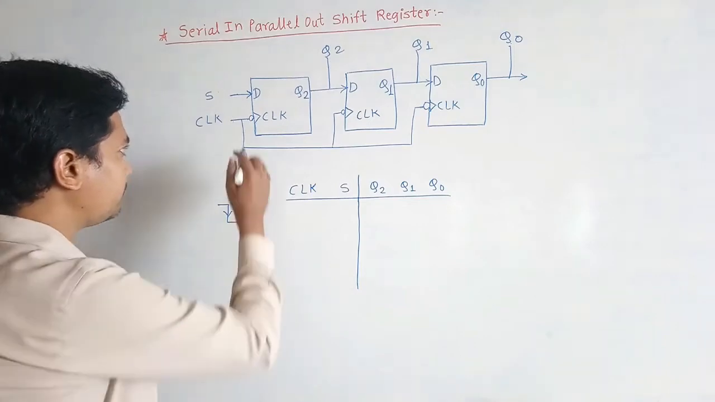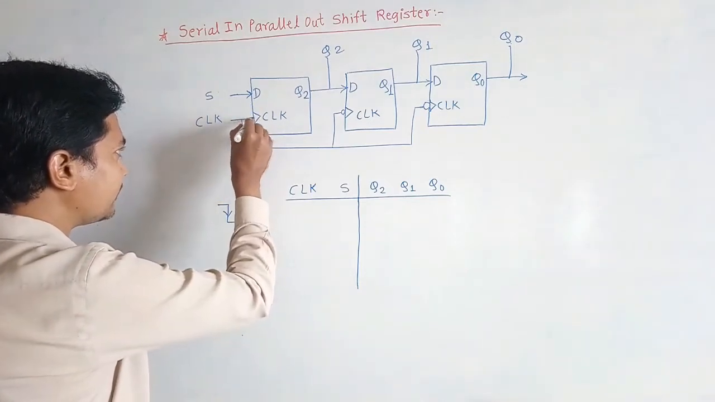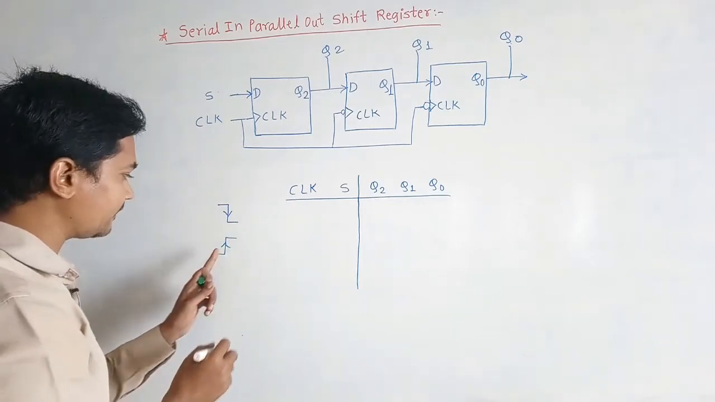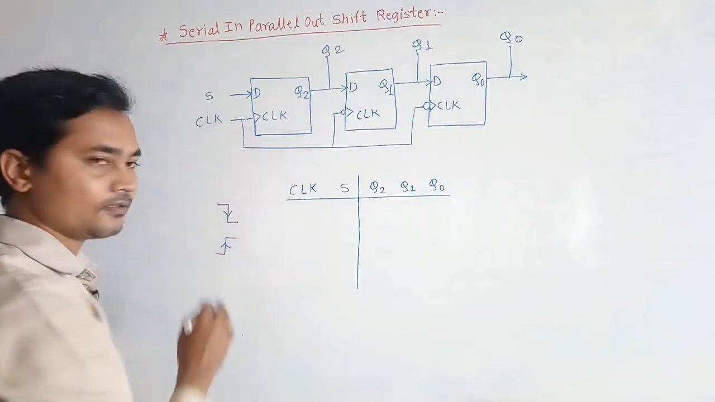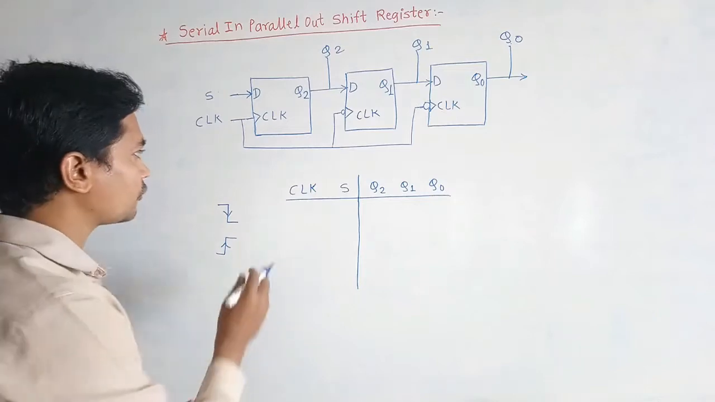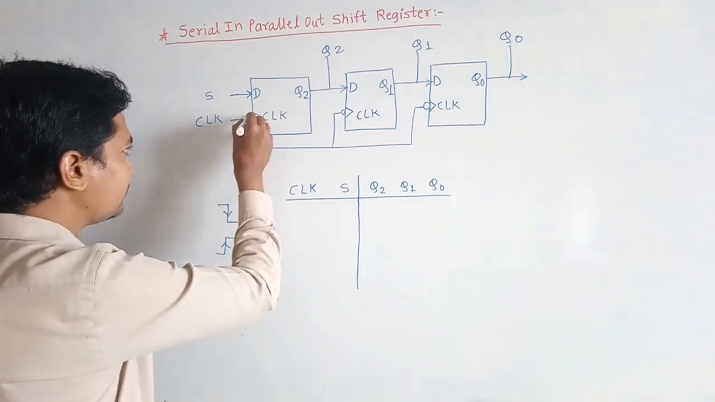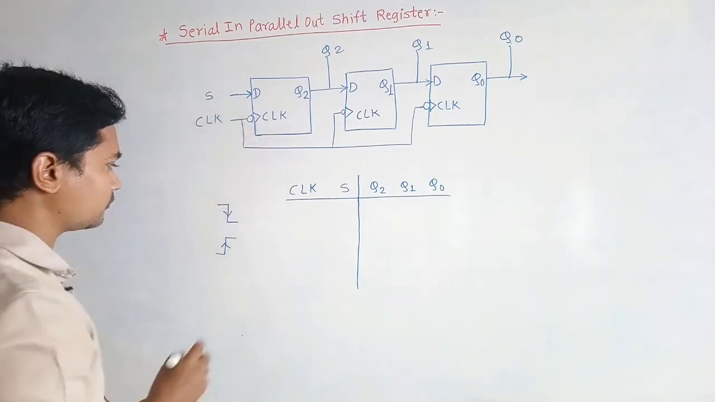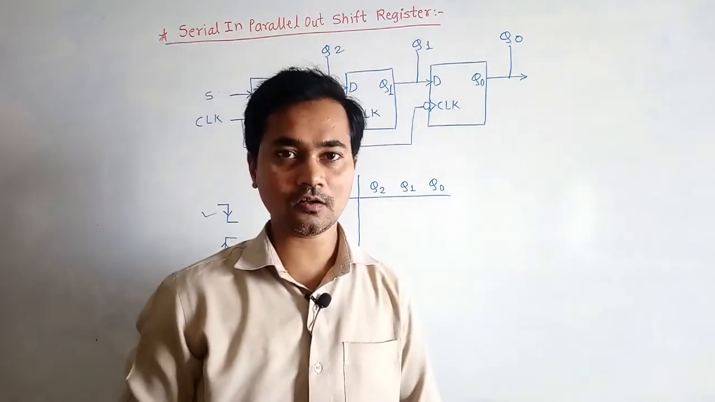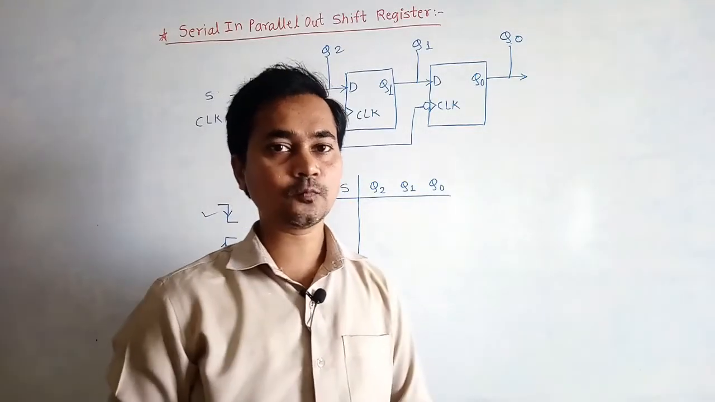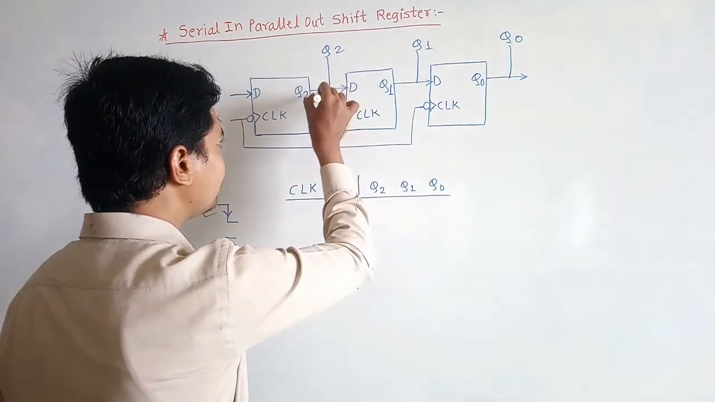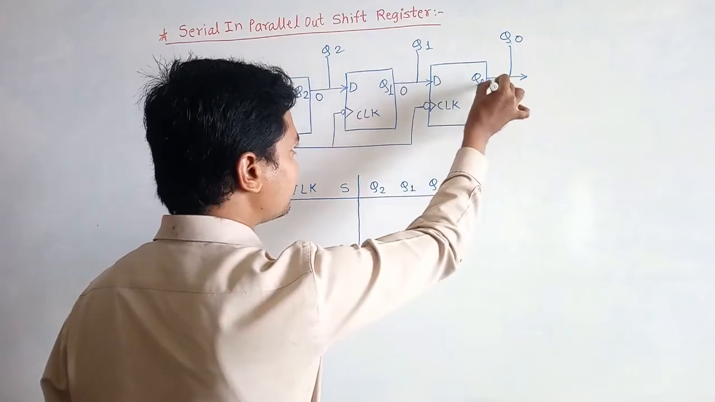If you remove this bubble, then this clock will become a rising edge triggered clock. Whenever the rising edge occurs at this clock signal, that time the input data will be shifted at the output side. Here we are considering the falling edge triggered clock, that means this kind of clock. Whenever the circuit is switched on, the default outputs of the flip-flops will be 0 0 0.